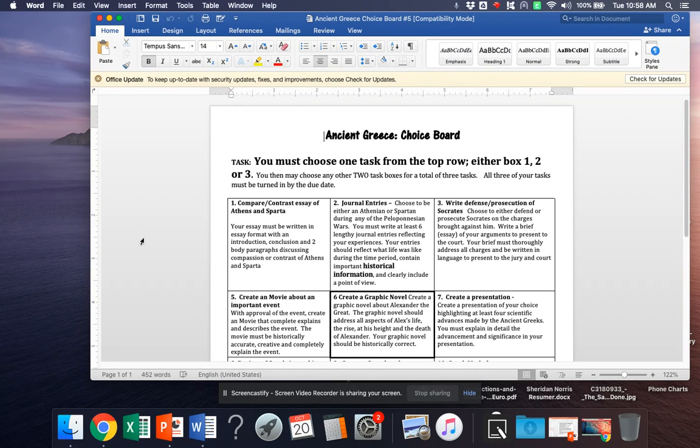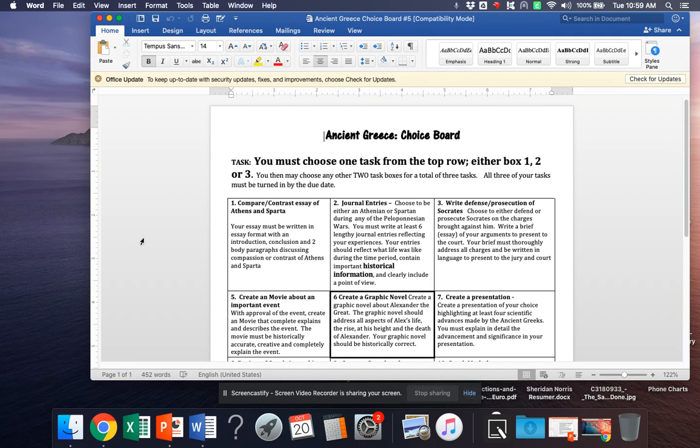You have to do 3. I do make you do one from the top row, which is a writing assignment. You have to do one of those. You can only do one of those. So those of you that love to write, that hate to do creative things, you can't do all 3 of the writing things. You can only do one.